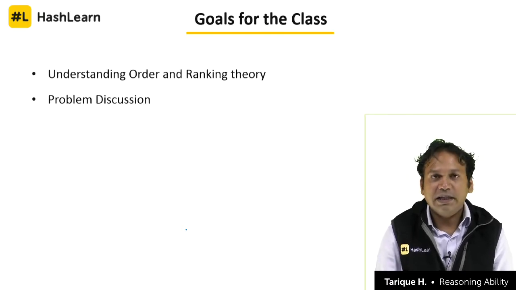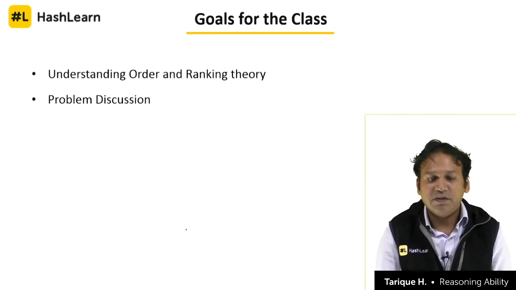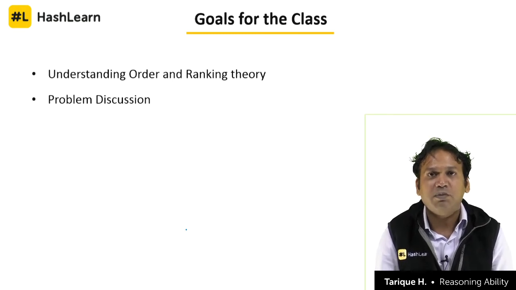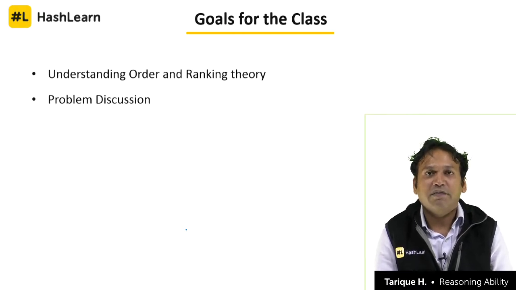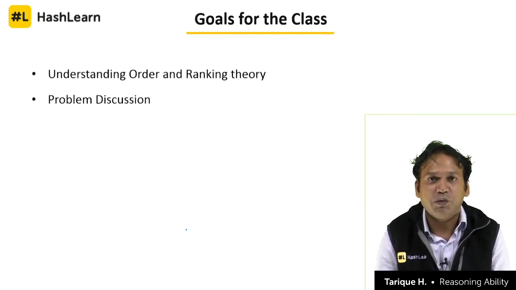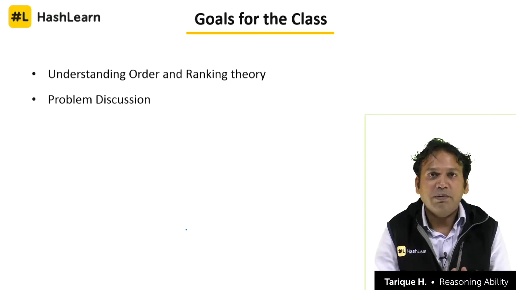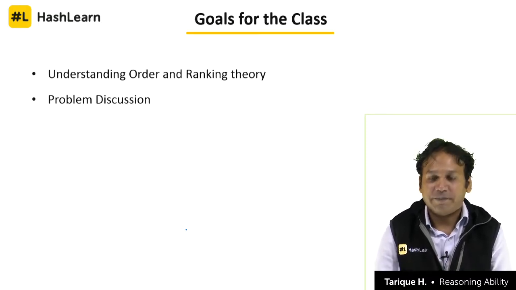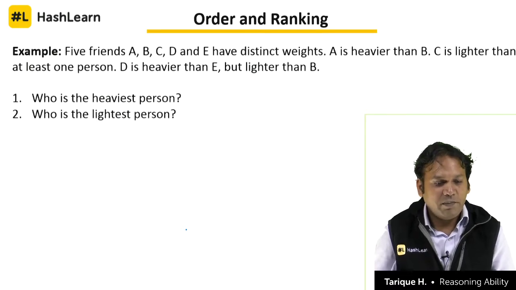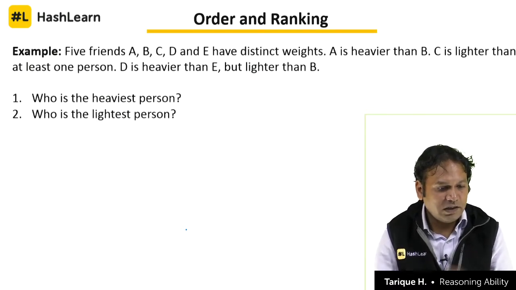So we will be understanding the theory part of this type of question for order and ranking, and mainly through problem discussion. The main objective will be to look at the different problems and understand the different ways in which we can approach those problems. ठीक है, तो प्रॉब्लम डिस्कशन के थ्रू हम लोग मेनली कॉन्सेप्ट डेवलप करेंगे इस टॉपिक के बारे में. Okay, now before we begin, let's see the first question.